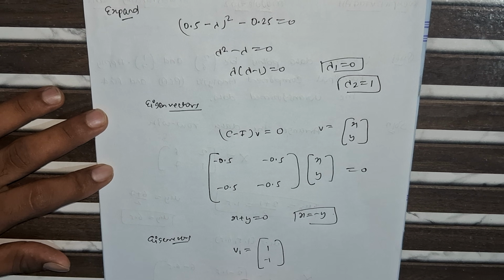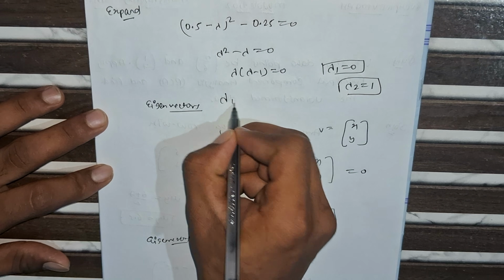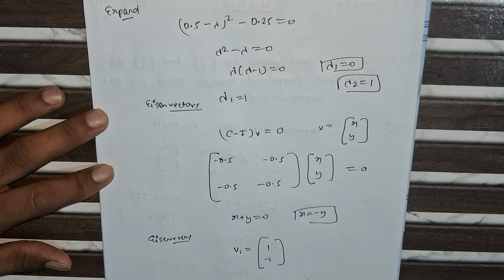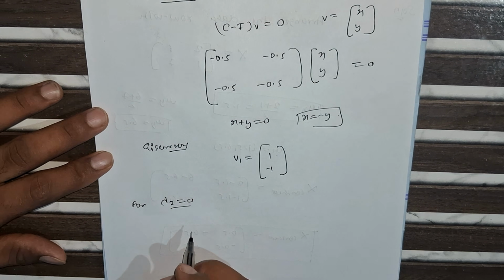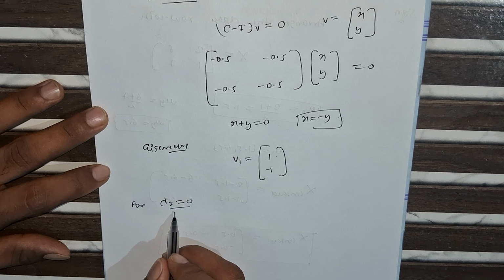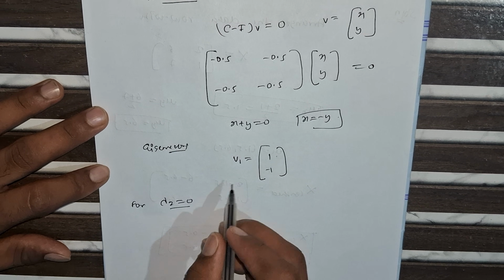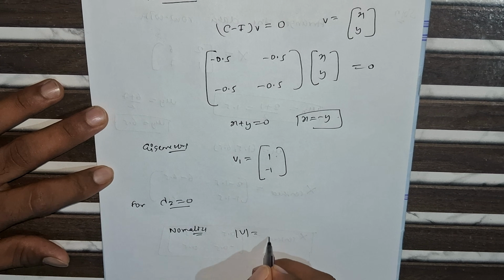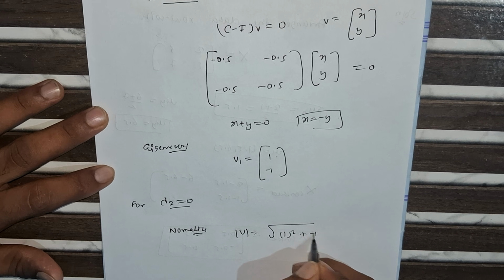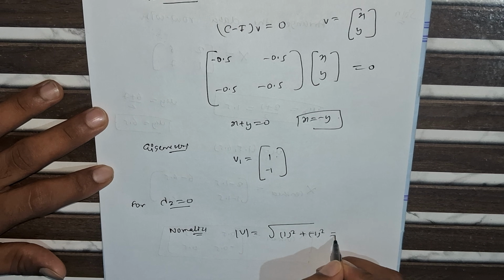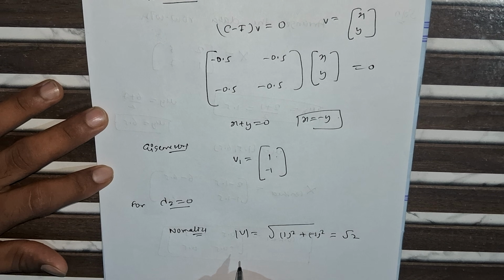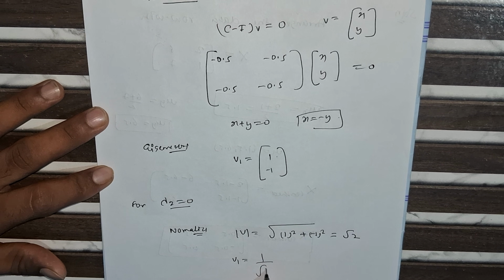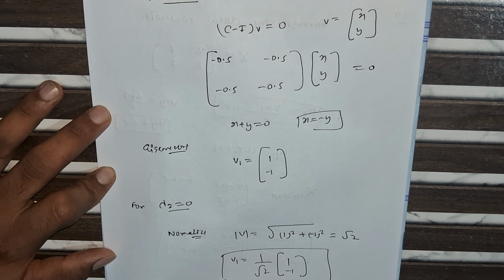Like that we have to find the eigenvector for lambda 2 equals to 0 as well; this was for lambda 1 equals to 1. Before that, we need to normalize the given vector. Normalize v equals to under root of 1 square plus minus 1 square. This is our normalization. When you solve it, it becomes under root 2. So v1 equals 1 by root 2 into 1 comma minus 1. This is our v1 eigenvector.